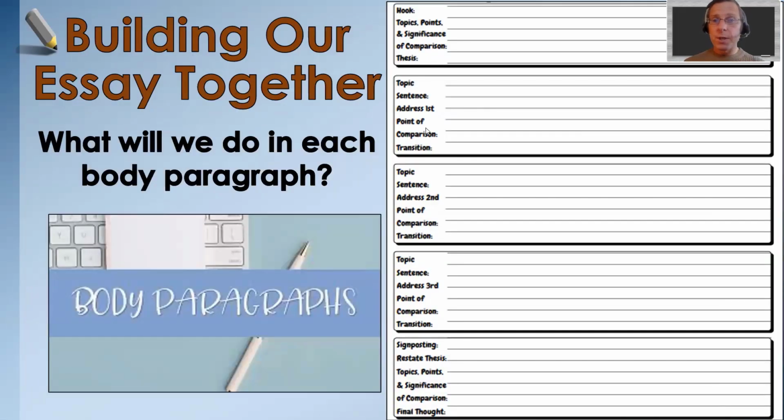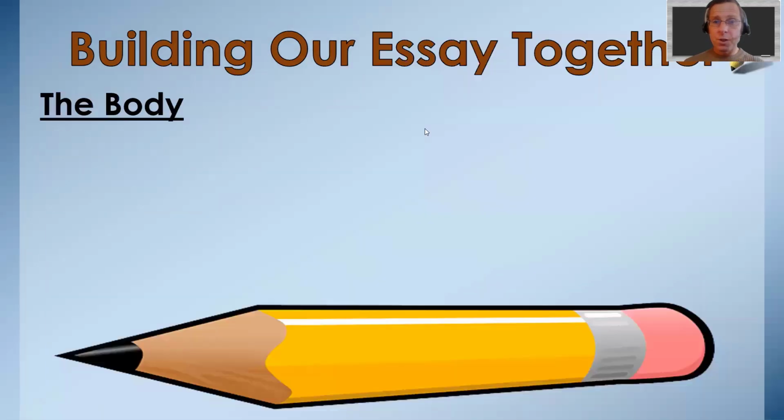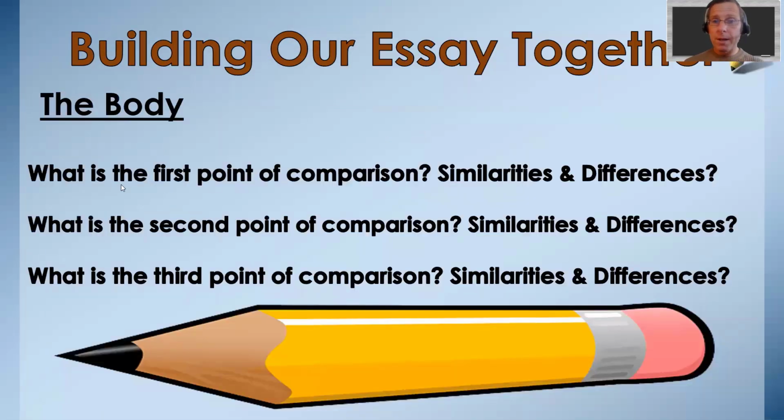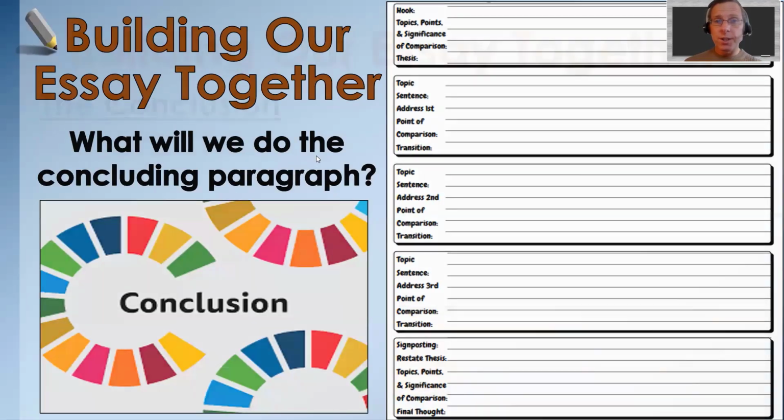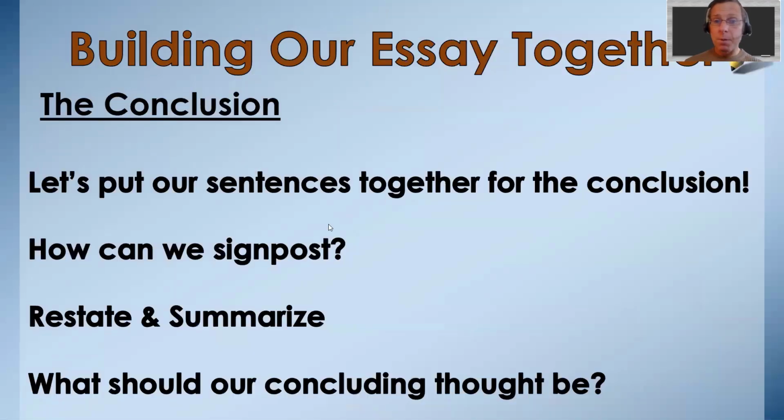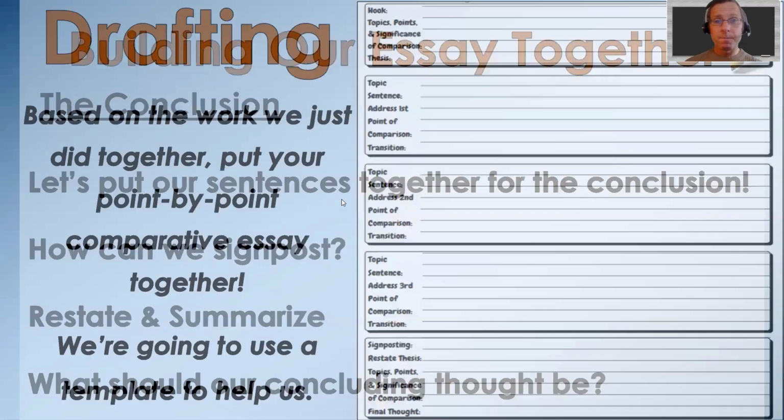Then when you move to your body paragraph, you want to remember to talk about the first point of comparison. Are you focusing on similarities or differences? And do the same with the second and third points of comparison. Finally, as you move to your conclusion, remember to signpost in conclusion, restate and summarize your topics, points, and significance of comparison, and think of a strong concluding thought.